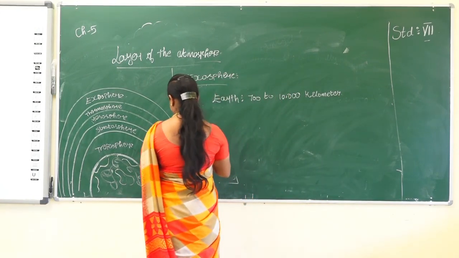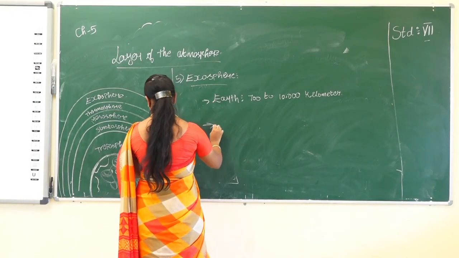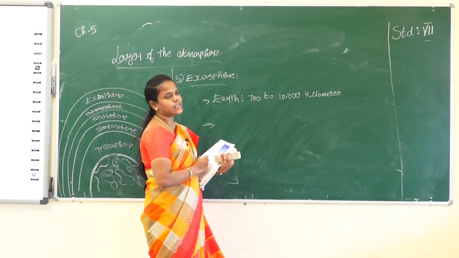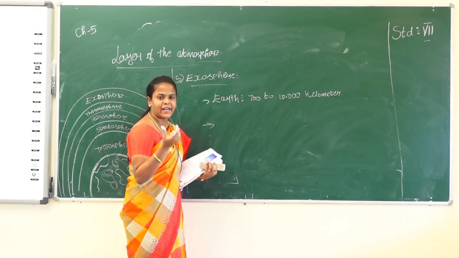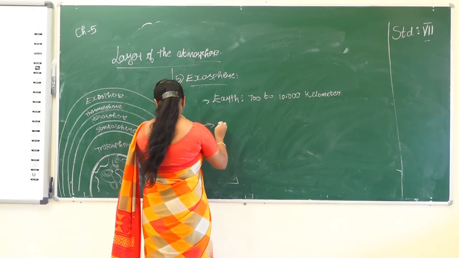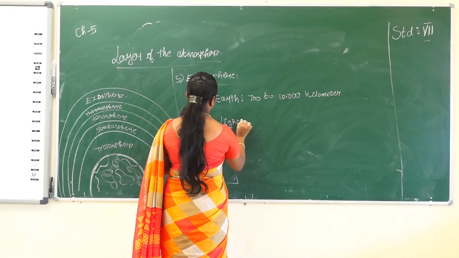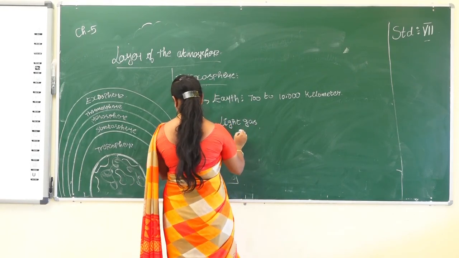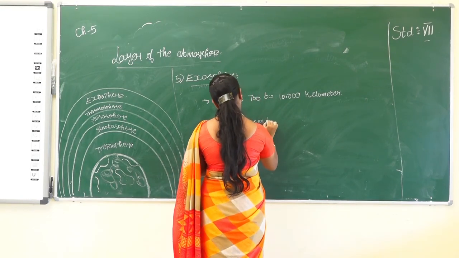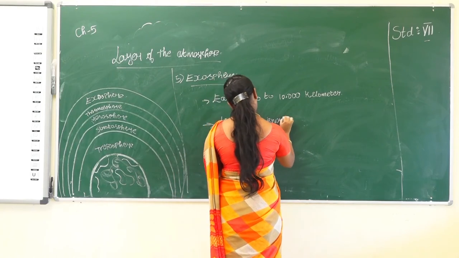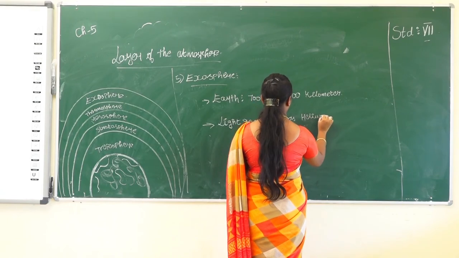As well as that, in this exosphere, it contains a light gas known as helium gas. So in this exosphere, what gas is contained? It contains a light gas termed as helium gas.